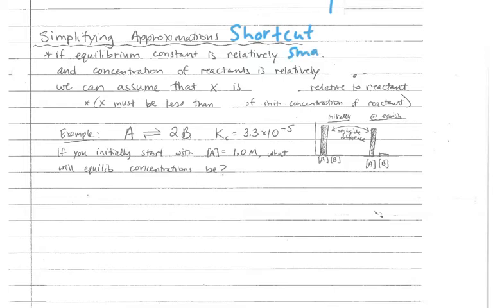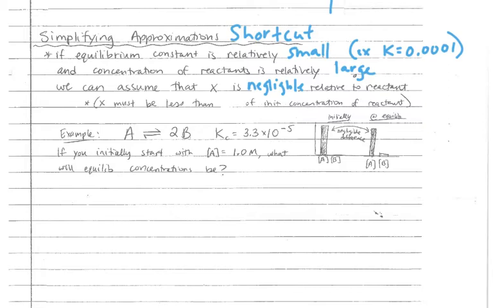relatively small. All right, so for example, if K equals 0.0001, very, very small, and the concentration of the reactants is relatively large. Under those circumstances, we can assume that X is going to be negligible relative to the reactant. In other words, if that X is so small that when we subtract it, like 1 molar minus X, your answer is still going to be 1 molar.